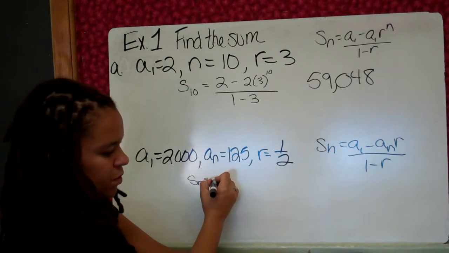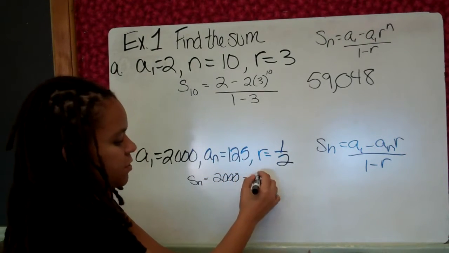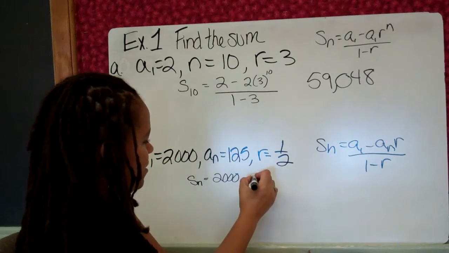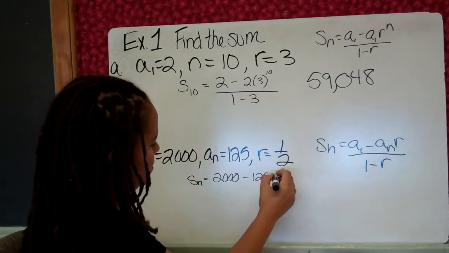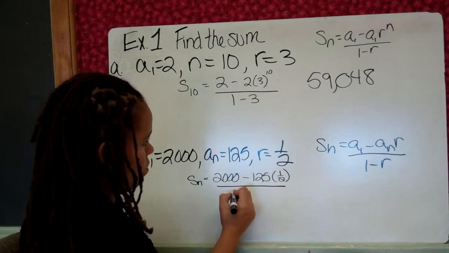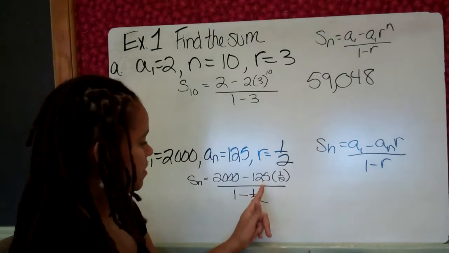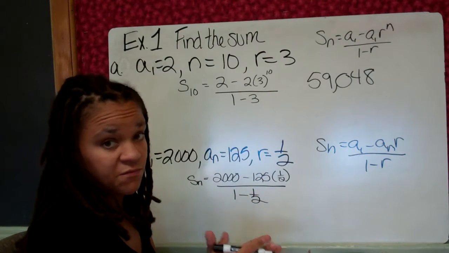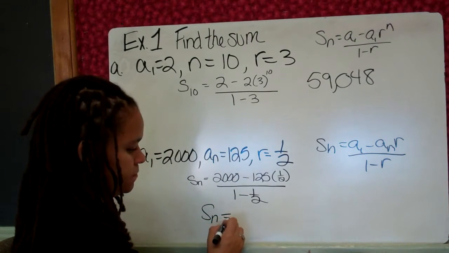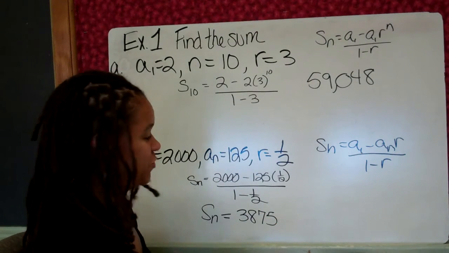S sub N is equal to, let's see, we have 2,000 as A1, right? 2,000 minus, what does that say? I can't even read my handwriting. AN, 125, times 1/2, divided by 1 minus 1/2. If you put this in your calculator, figure everything out, you should maybe pause, figure it out, come back, and see what you get. Hopefully that's what you ended up with.